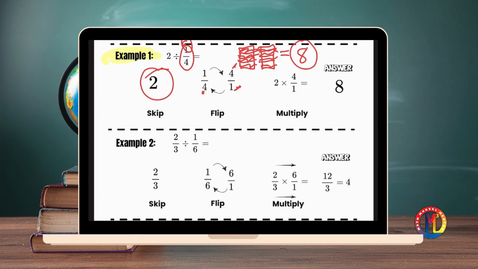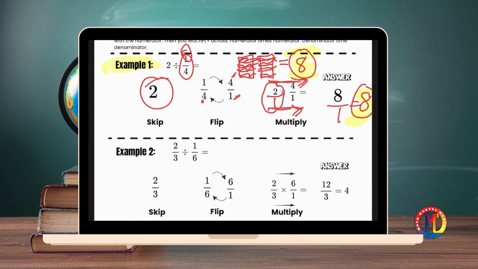So we flip it, and then we are going to multiply straight across. Again, 2, if you think of it as a fraction, is the same as 2 over 1. Remember, all fractions are division problems, so 2 divided by 1 equals 2. I'm not changing anything about the value of this number, and I multiply top times top, bottom times bottom. 2 times 4 gives me 8, and 1 times 1 is 1, and 8 divided by 1 equals 8. And we see here that we have the same answer, right? We have 8 slices total, and when I do skip, flip, multiply, I have 8 for my final answer.